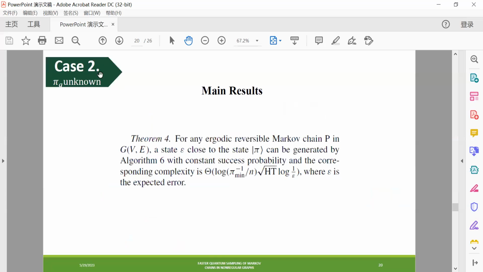For case 2, when pi_g is unknown, this is our main result. That is, for any reversible Markov chain, we can get a state close to pi, and the complexity is this. Compared to the case where pi_g is known, we add this term.